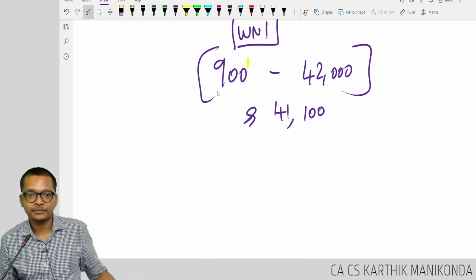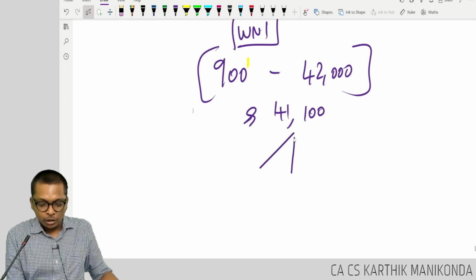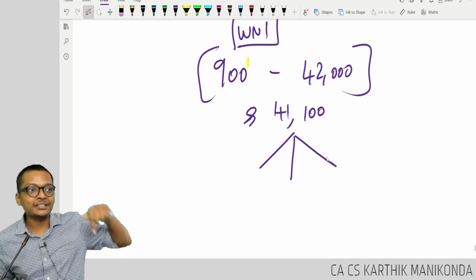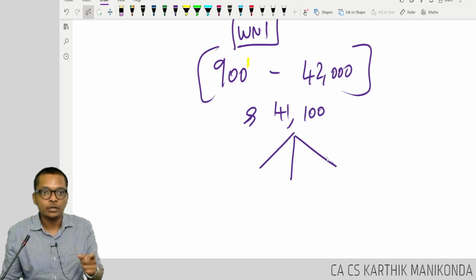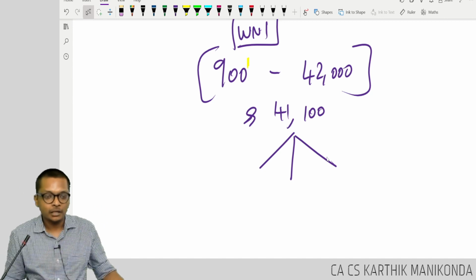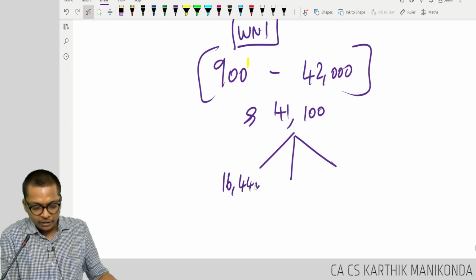Who are the partners? A, B and C. So this loss, let me split between A, B, C. This is loss. For this I can use what ratio? Profit sharing ratio. So 2 is to 1. How much are you getting? 16,440. Again 16,440.